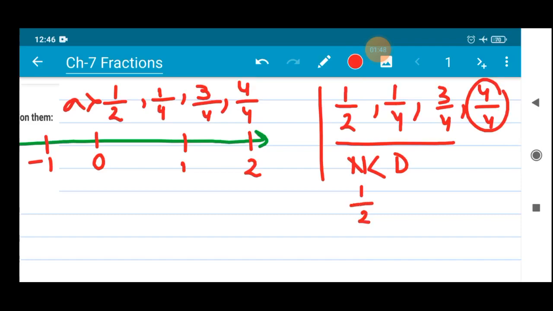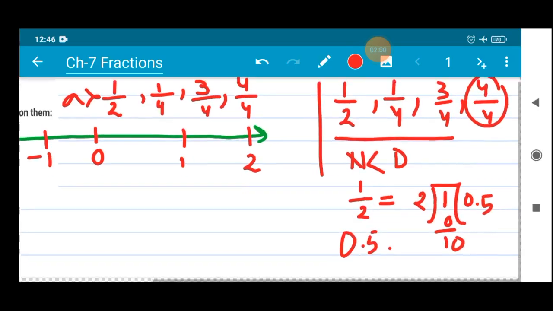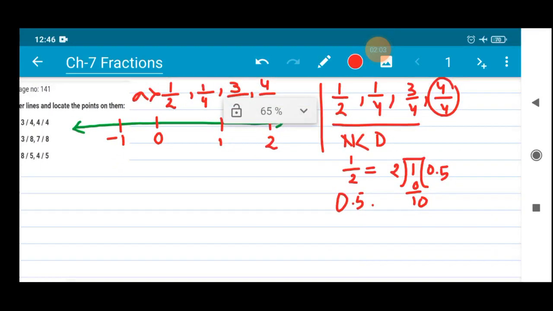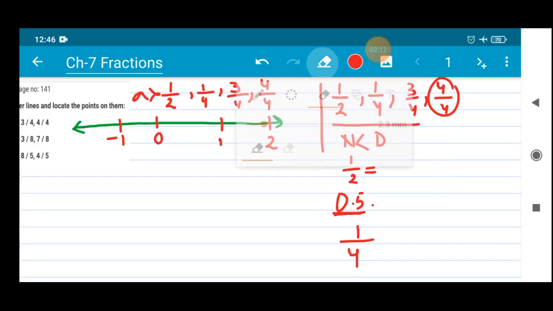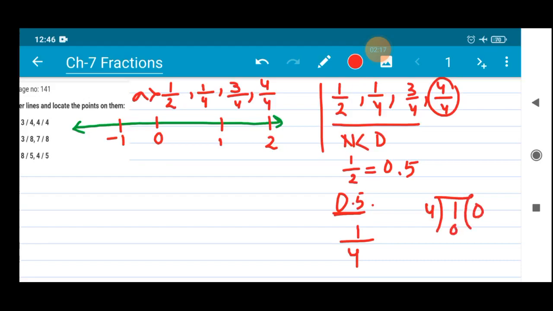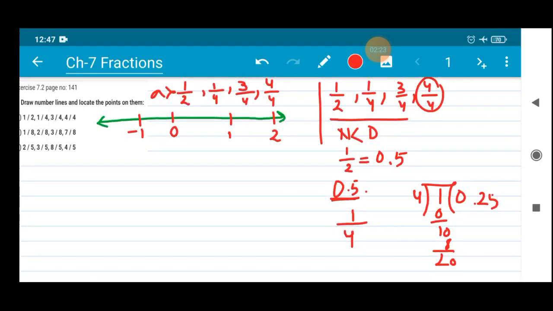So if I convert this fraction, if I divide 1 by 2, I'll be getting a point. Okay, this fraction cannot be converted into a mixed fraction. So it is 0.5. If I represent 1 by 2 in decimal form, it will be expressed as 0.5. If I express 1 by 4, let me calculate this. 4 into 0 is 0, 1.0, 4 twos are 8, then 2, 4 fives are 20. It is 0.25. So 1 by 4 means 0.25.